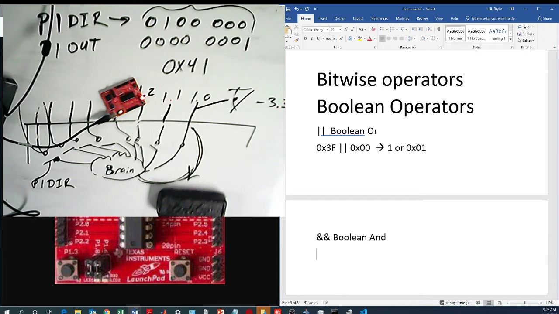There is Boolean AND. Let me give an example of that one. I'm going to do the exact same one. 0x3f AND 0x00. Kind of like that arrow thing. Okay, this is going to result in a 0. Both of them have to be non-zero. Or 0x01 is another way to represent that.